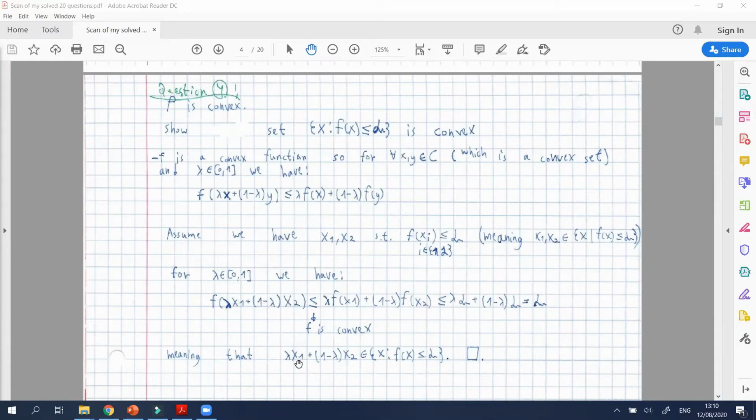Meaning that this point belongs to the set that we have mentioned, which is all the x's where their function value of f is lower than or equal to alpha. Meaning that this point belongs to the set proves that this set is convex by the definition of a convex set.